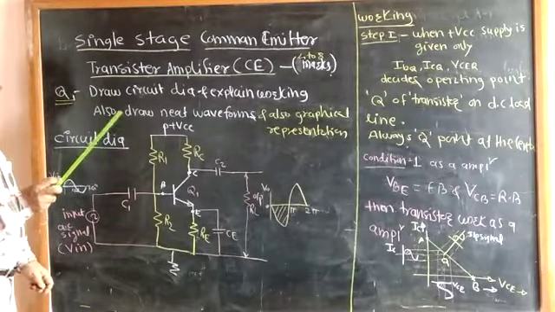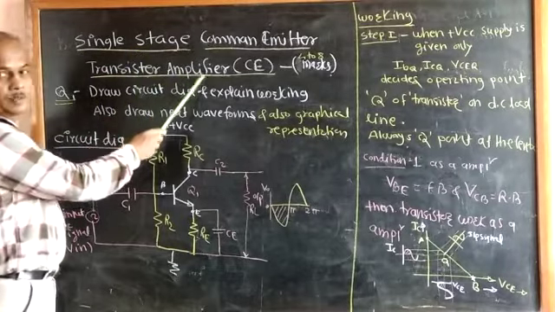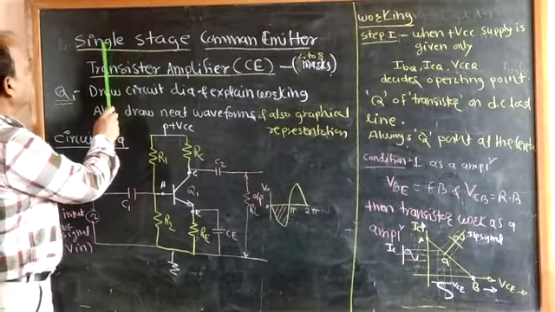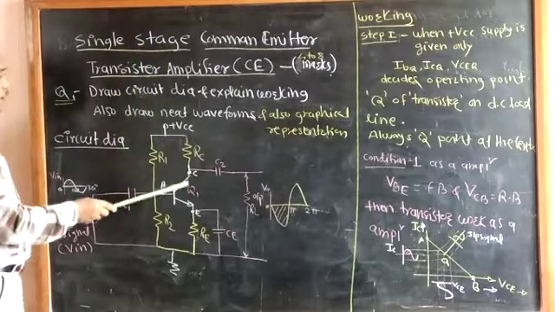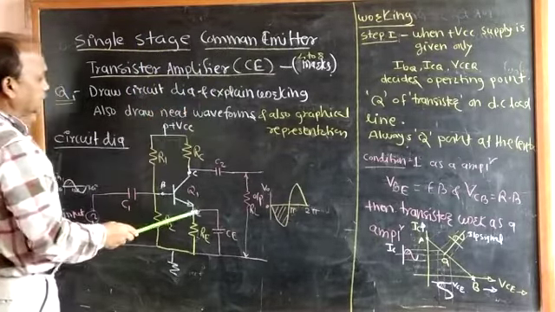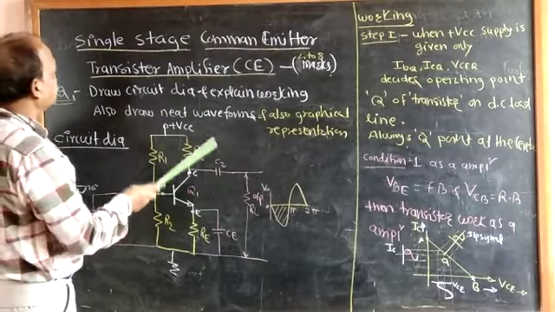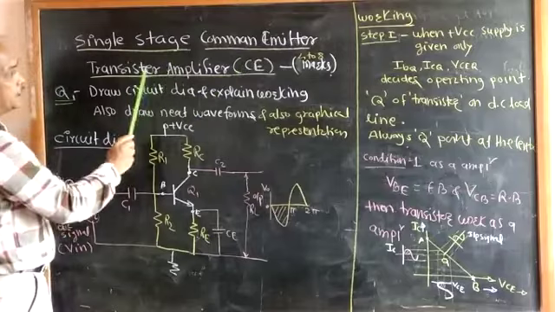Hello students, today we are going to study the single stage common emitter transistor amplifier. Single stage means we are using only a single transistor, and common emitter means the emitter terminal is common between the input side and output side. So this is a single stage common emitter amplifier.